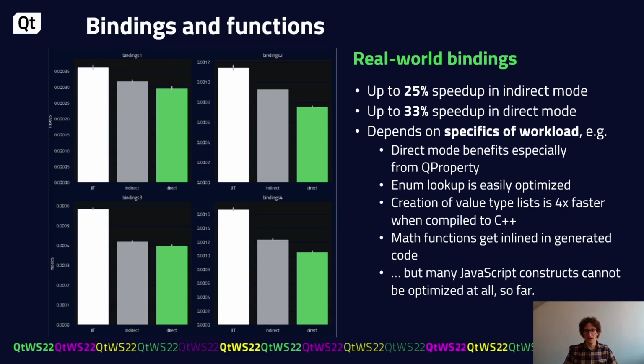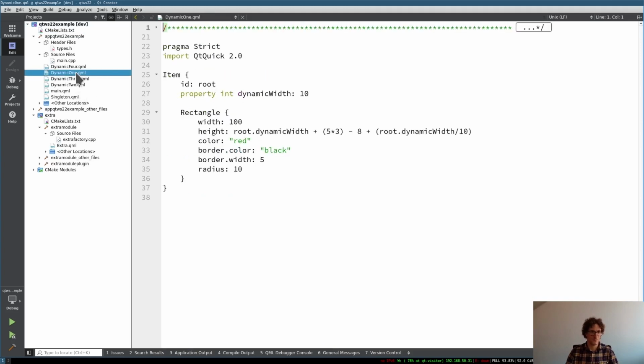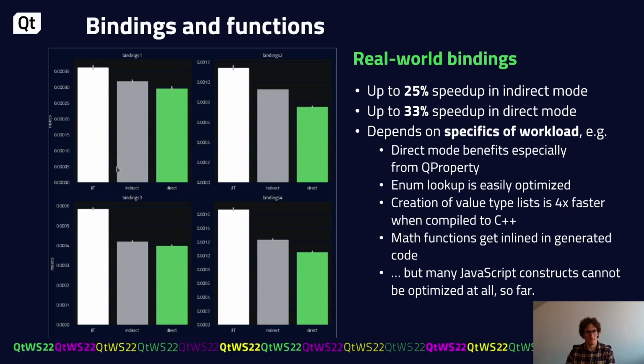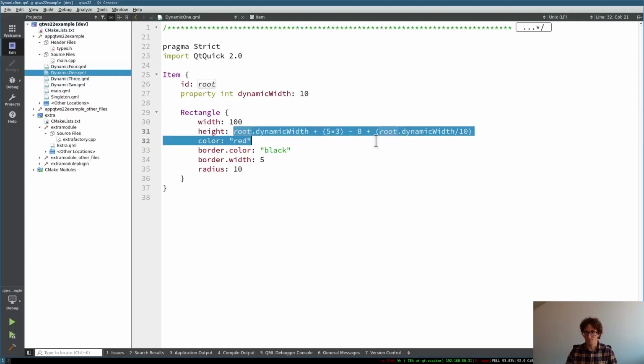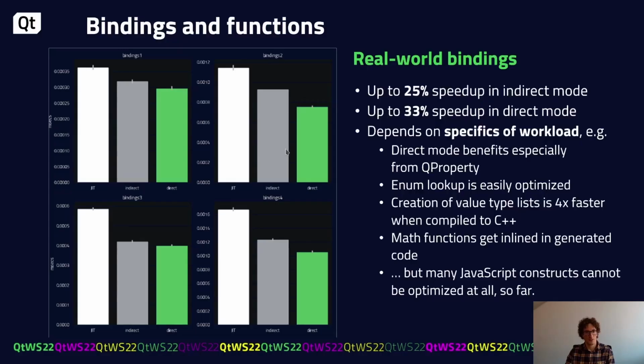So here, those are some real-world bindings I've been profiling, and let's first take a look at those documents here. So the bindings one here is basically this binding. So we have a lookup by ID and then a lookup of a property relative to that ID, then some arithmetics and another lookup. What we can see here, we get a pretty nice speed up. This is the JIT. Then the indirect mode is what QML Cache does, and direct mode is what the extensions do when using direct mode.